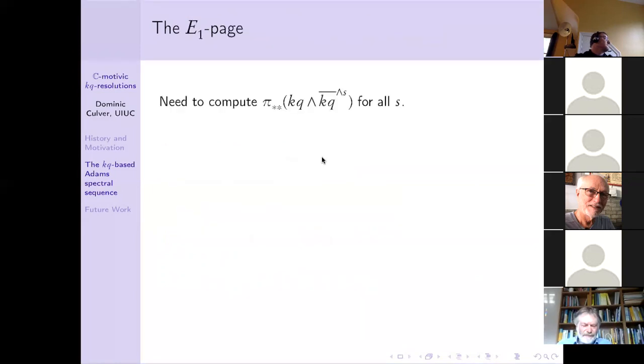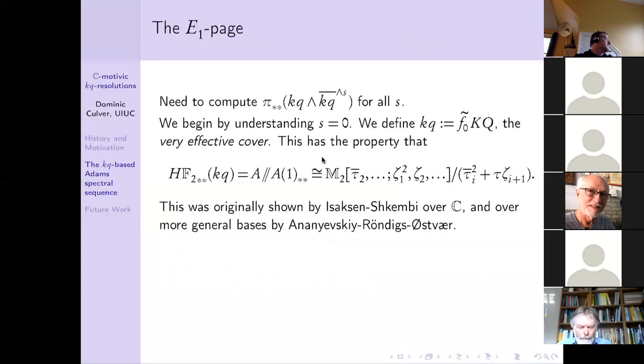Okay, so the first step is you need to calculate what these groups are for every s. So let's just start with some low s's. So it seems reasonable to start when s is 0. So in that case, you can just sort of ignore this piece, this KQ bar, and now you're just trying to understand what the homotopy groups of KQ are. So as I said, KQ is this thing called the very effective cover. And I made the assertion that this was the correct definition. And the only reason I'm making that assertion is because its homology looks correct.